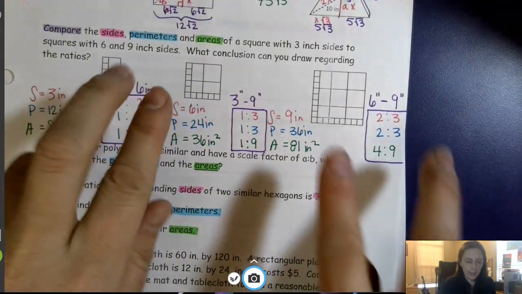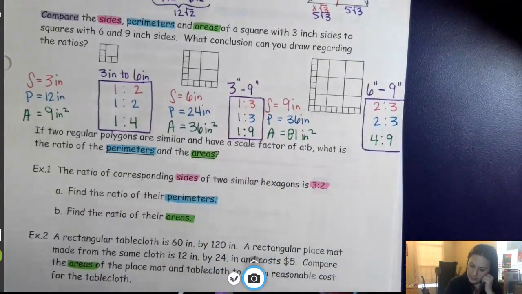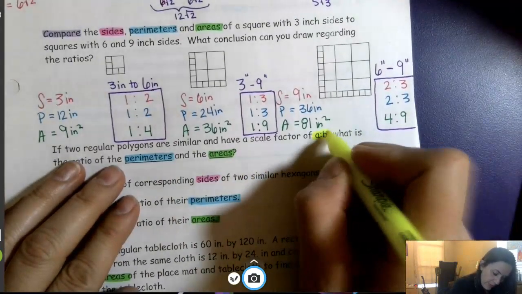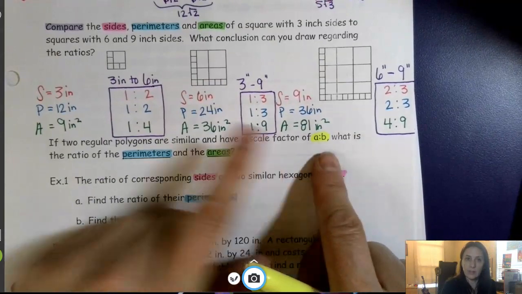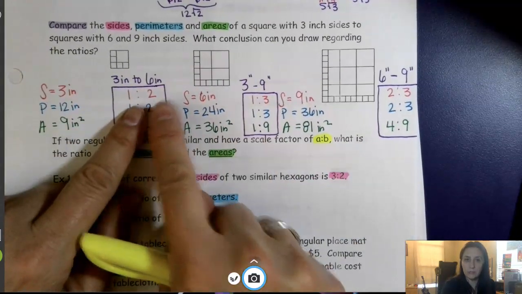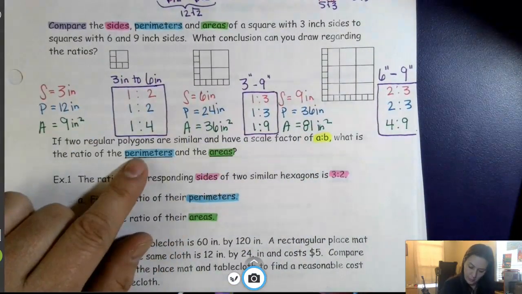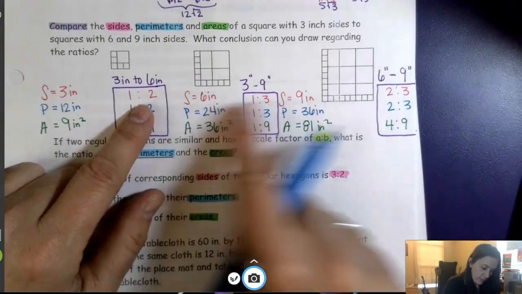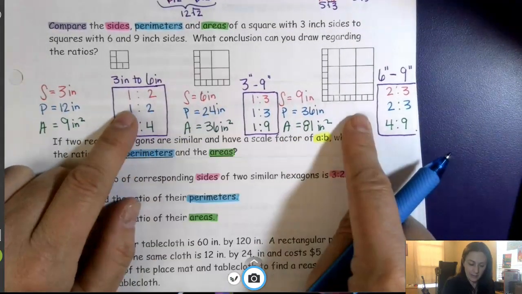So can we look at the comparison ratios in the boxes here and figure out what happens every time two regular polygons are similar and have a scale factor of A to B? The scale factor is the sides. So the ratio is 1 to 2, 1 to 3, 2 to 3. If that's the scale factor, what's going to happen to the perimeter every time? The scale factor in pink was 1 to 2, 1 to 3, 2 to 3. The perimeter ratio is the exact same as the scale factor in pink.